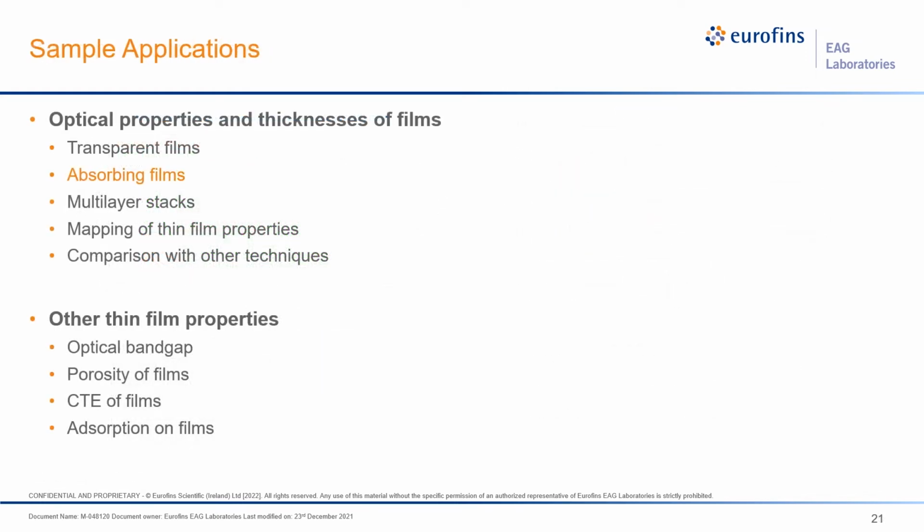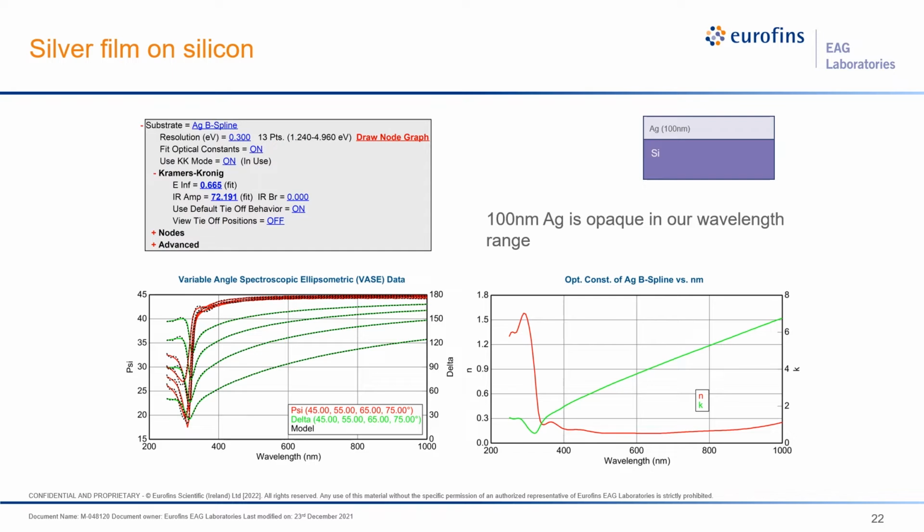Let's now turn to a couple of examples in which the measured thin film does show absorption. The first example is a 100 nanometer metallic silver film on silicon. The metallic film is so thick that light cannot penetrate to the metal-silicon interface. That is to say, silver is to all intents and purposes opaque to the light at the wavelength we are using in the experiments here. That implies that we cannot measure the thickness from experiment. This holds for most metallic films thicker than around 20 nanometers.